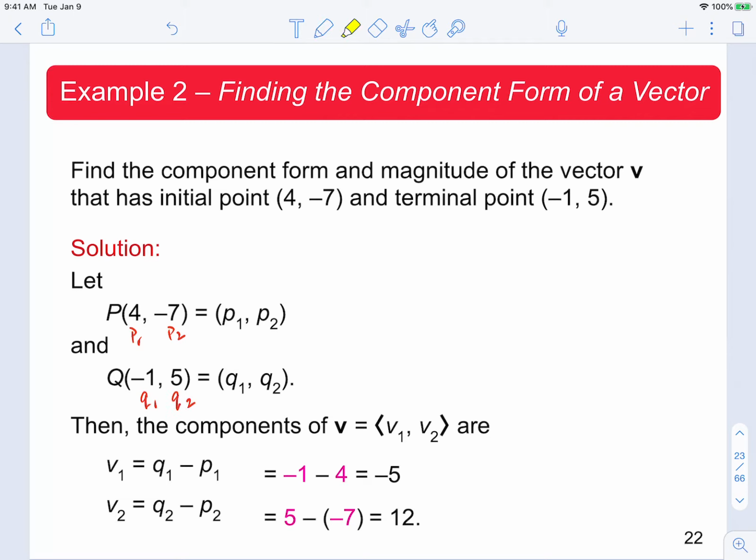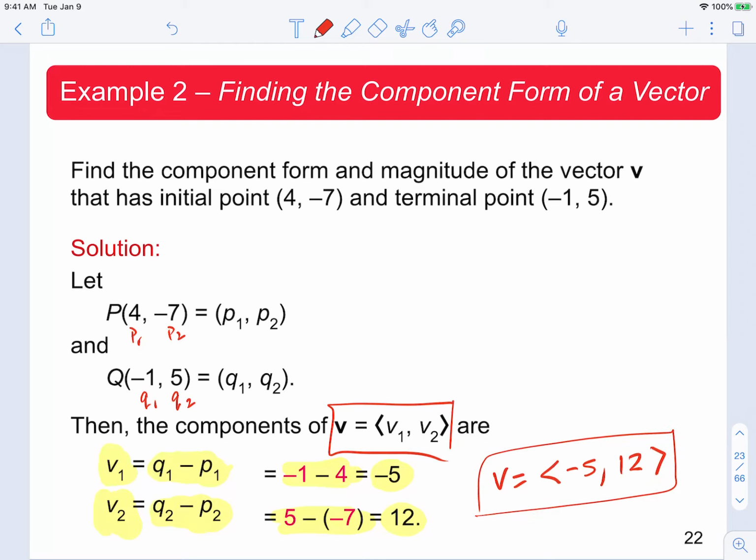Now, in order to get my components, V1 and V2, remember that for V1, I'm going to take Q1 minus P1. In other words, I'm going to subtract my X's. And in order to get V2, I'm going to subtract my Y's. So that's what we did here and here. Here I have V1 is -5 and V2 is 12. So if I were to write it in this format, I would say V is (-5, 12). This is our component form.